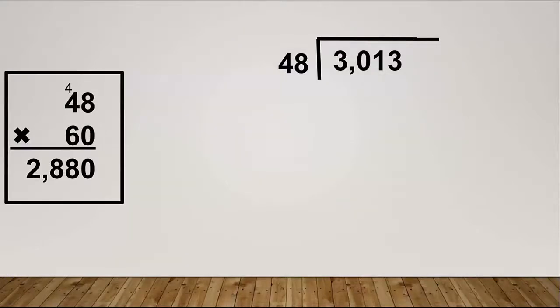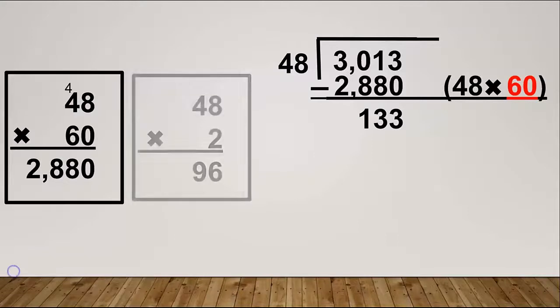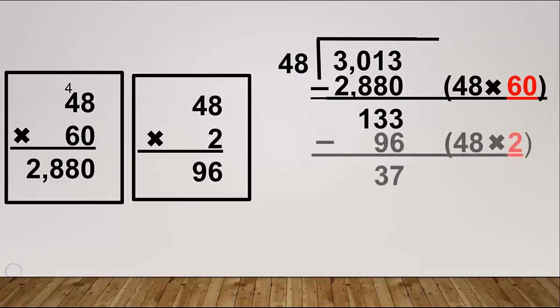If the product they get is less than 3,013, they can use it as a partial quotient. If the product they get is greater than 3,013, they'll reason that 60 is too much and use a quotient smaller than 60. Have the students keep a running record of the partial quotients to the side as they work out the problem, which they will add together in the end to get the final quotient.